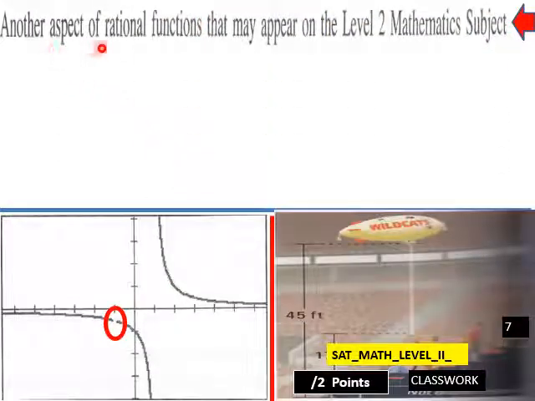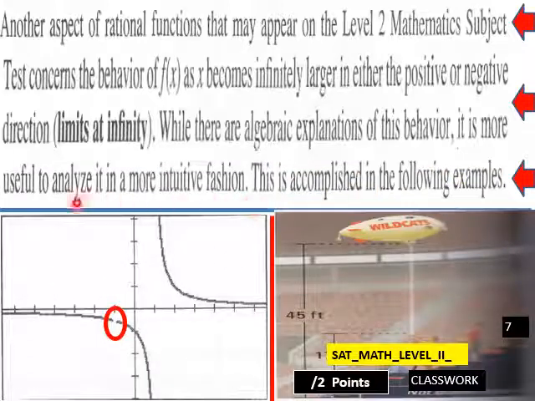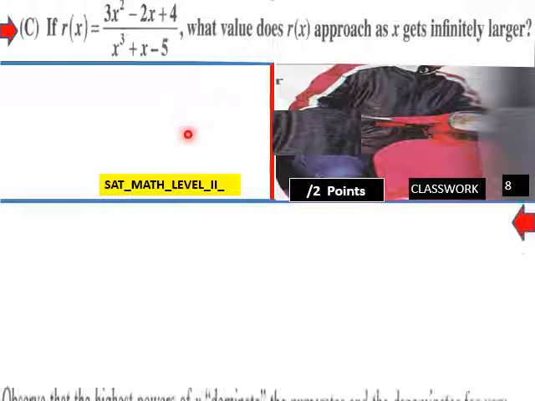Another aspect of rational functions that may appear on the Level 2 math subject test concerns the behavior of f of x as x becomes infinitely larger in either the positive or negative direction, limits at infinity. While there are algebraic explanations of this behavior, it is more useful to analyze it in a more intuitive fashion. This is accomplished in an example. If r of x equals (3x squared minus 2x plus 4) over (x cubed plus x minus 5), what value does r of x approach as x gets infinitely larger?